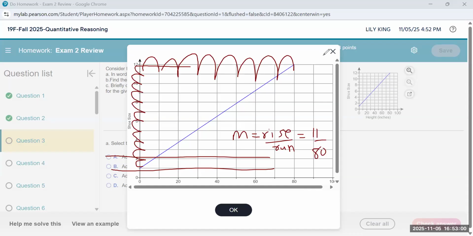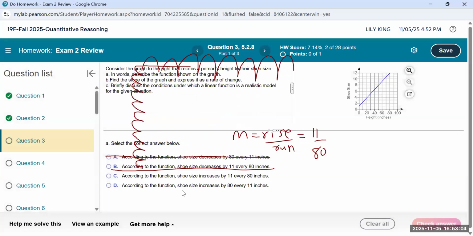All right. So we are saying that the shoe size increases by what? 11. So the 11 is the shoe size, and the 80 is the height in inches. So according to the function, shoe size increases by 11 every 80 inches.